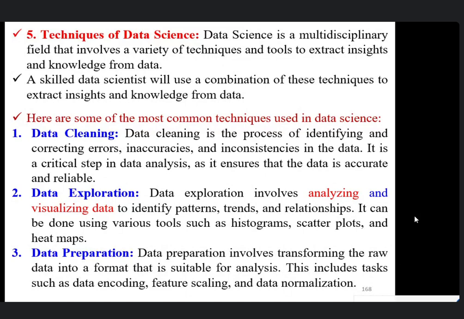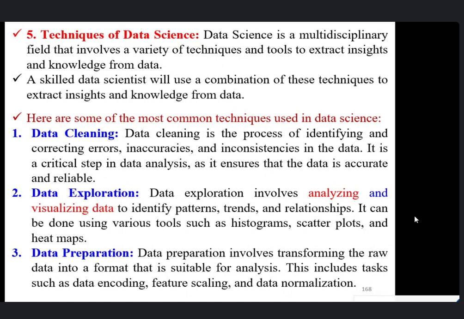Good morning, Ramchand. Once again, welcome back to the next session, techniques of data science. There are the top 10 techniques I am going to explain, in order to solve real-time applications, and the combination of these techniques to extract meaningful and interesting data from the huge volume of data. These are the common techniques used in data science.